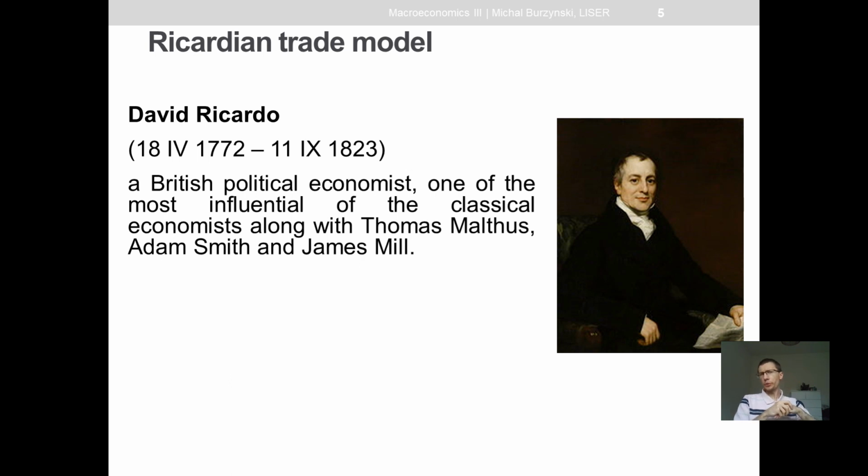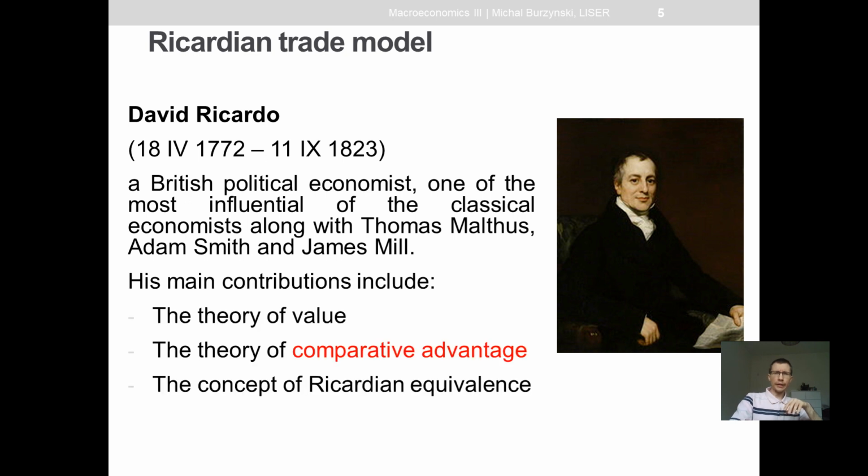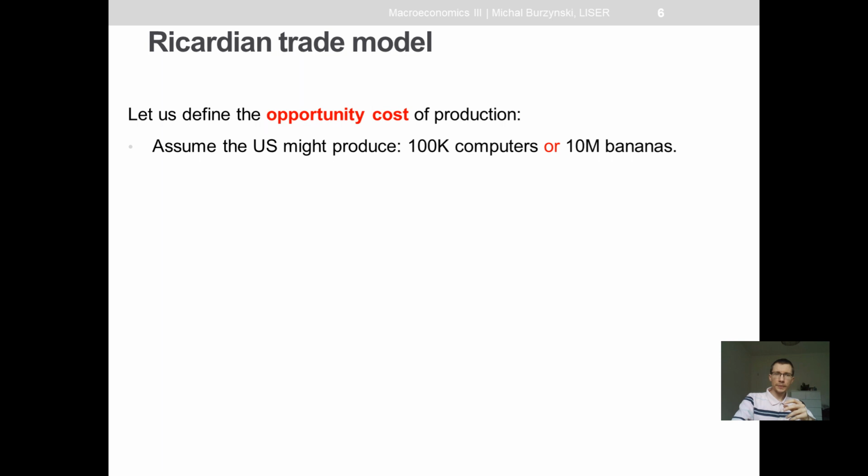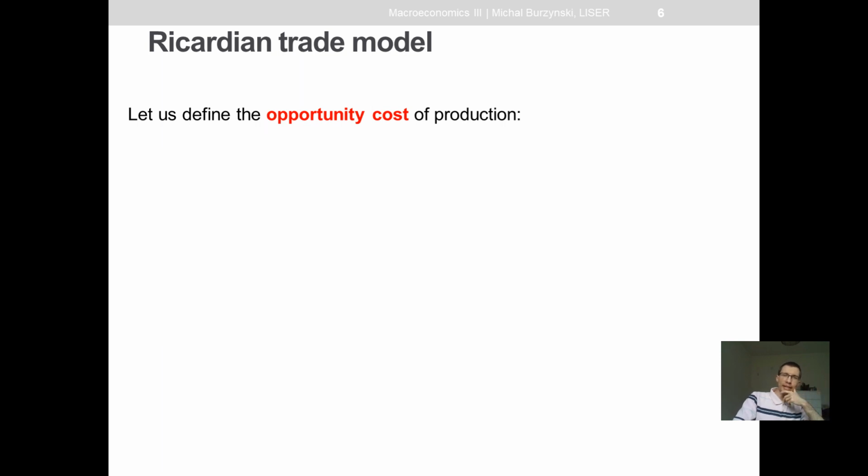The first model that we want to discuss today is the Ricardian trade model, which originates from the early 19th century, and the creator of this model is David Ricardo, one of the famous classical economists. The principle of this Ricardian trade model is the concept of comparative advantage. But before giving you the formal definition of comparative advantage, let us first consider a very simple example.